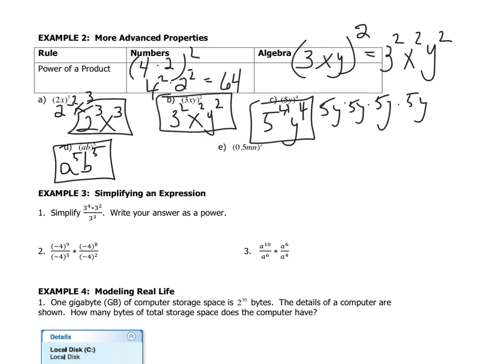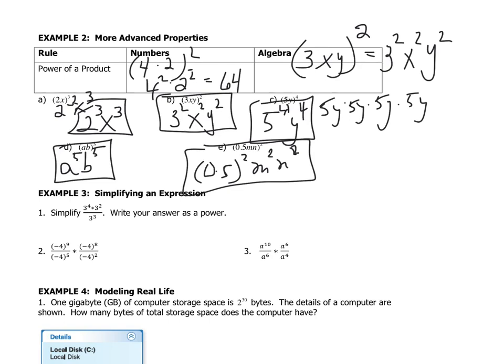And on letter E, there are 3 different bases. Each of them is going to be squared, so 0.5 raised to the second, m to the second, n to the second. And that's power of a product.